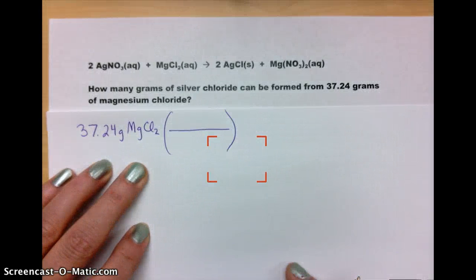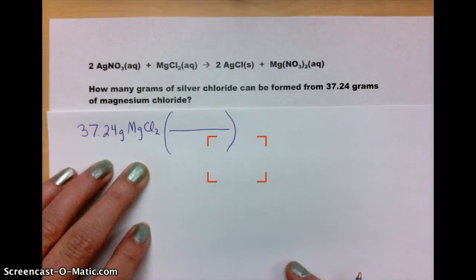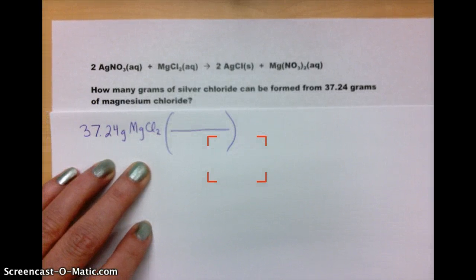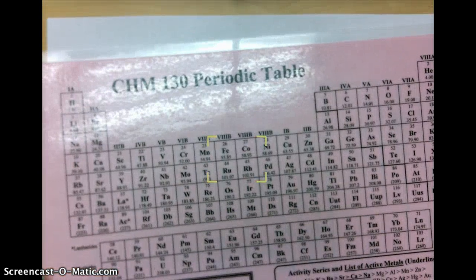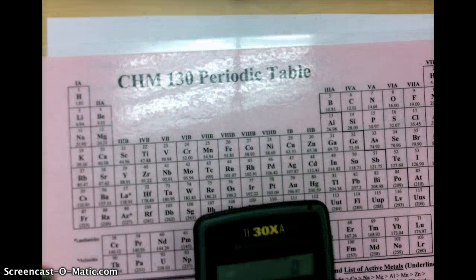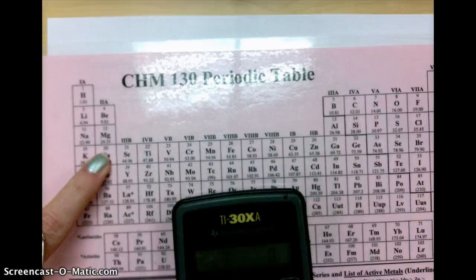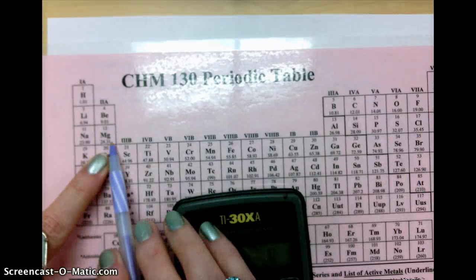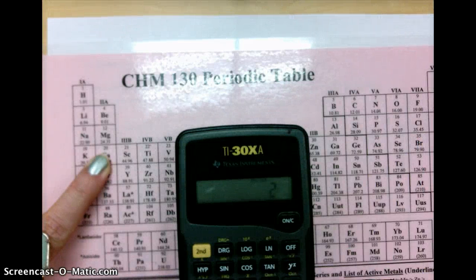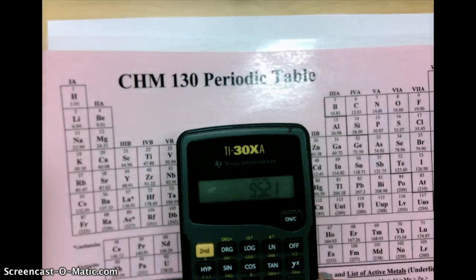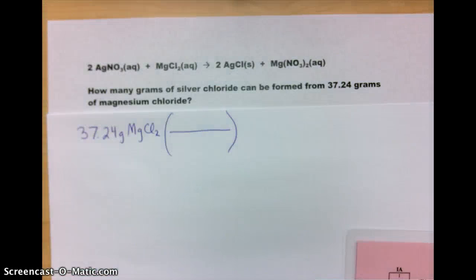Our first step is to use the molar mass of magnesium chloride to convert from grams to moles. To find a molar mass, we have to go to our periodic table and add up the grams in the table for 1 mole. MgCl2 has 2 Cl's and 1 Mg in it. So we need to add up 2 times 35.45 and then plus 1 Mg, which is 24.31. And we end up with 95.21 grams for 1 mole.